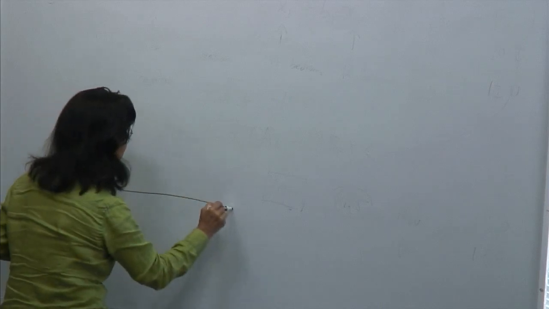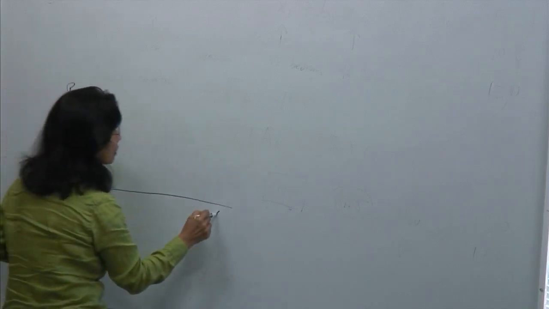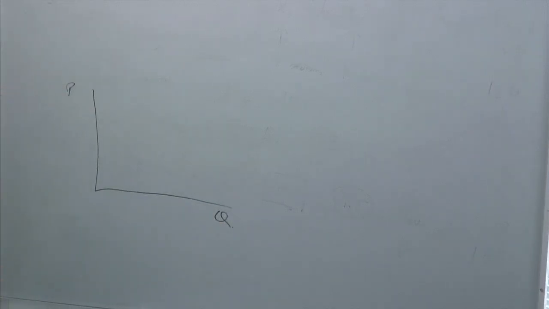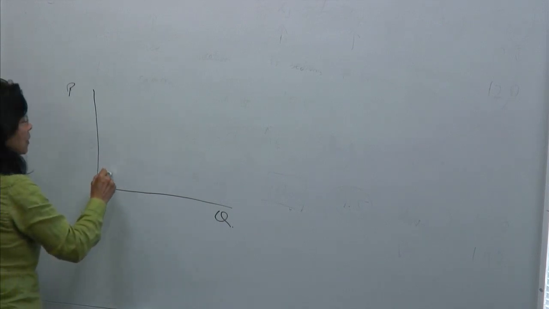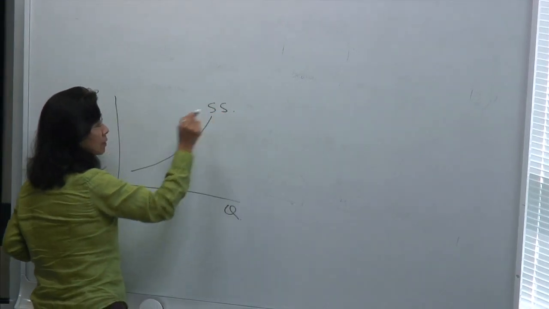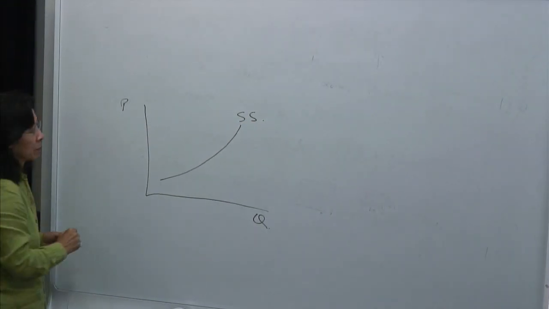So if I were to draw a supply curve, what shape should it be? Somebody tell me. So maybe that would be like this, right? Can you describe it? Upward sloping. Upward sloping, very good. So this is your S. That's your supply curve.